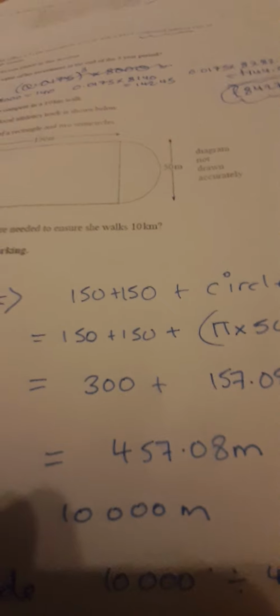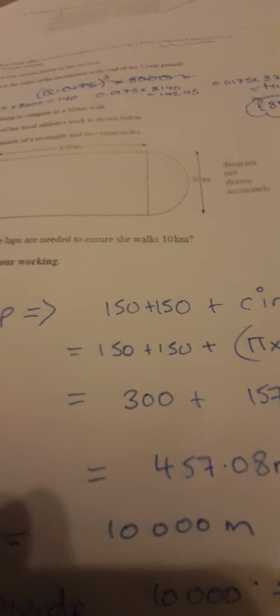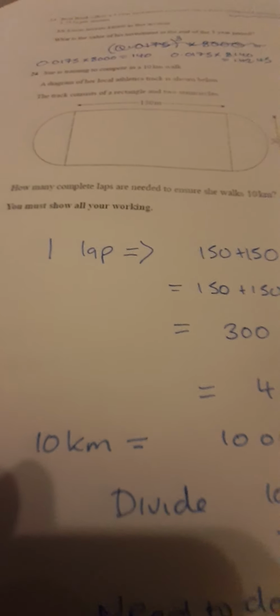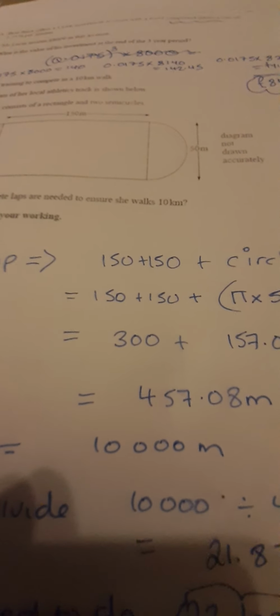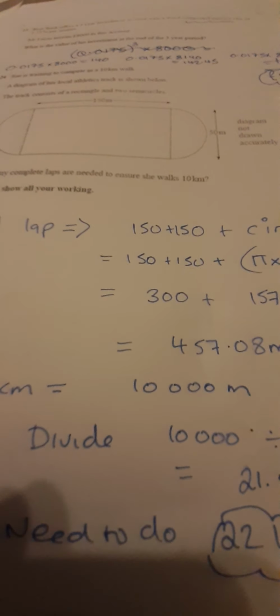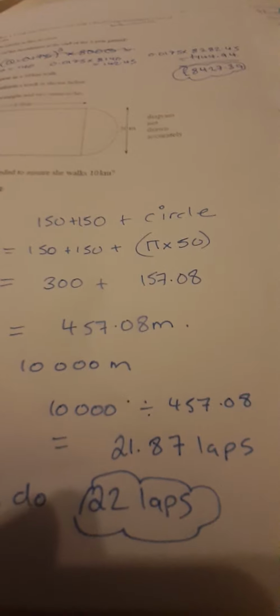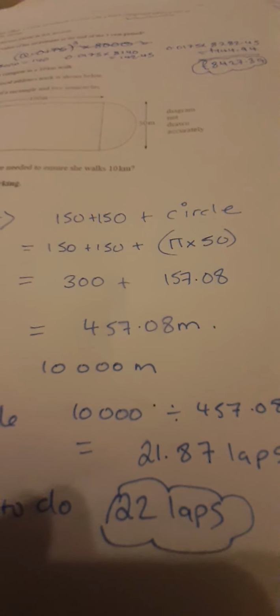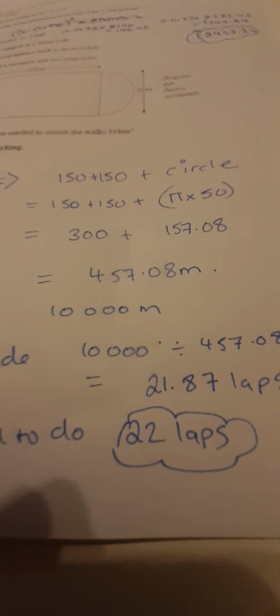That's the first part. You know how long 1 lap is. So she wants to do 10 kilometres. So 10 kilometres is 10,000 metres. So take your 10,000 and divide by 1 lap and you get 21.87 laps. So altogether she would need to do 22 laps to be sure.